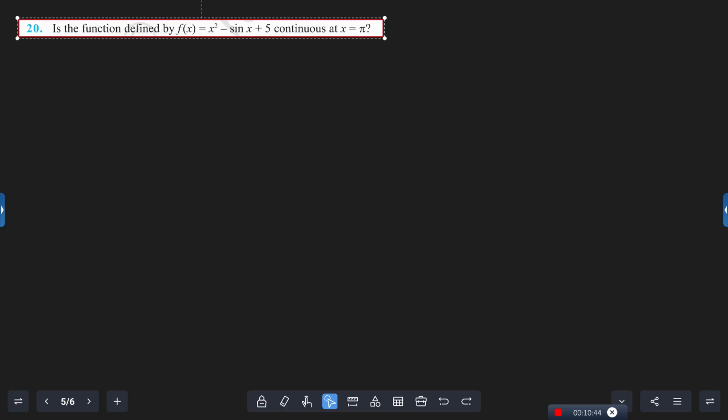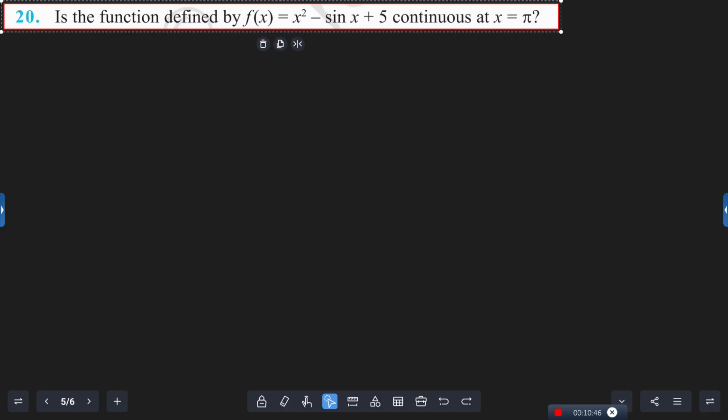Question number 20. Is the function defined f of x is equal to x square minus sin x plus 5 continuous at pi? They are asking us, is that continuous at x equal to pi? So we have to check. They gave an x value and one function, so directly we have to see the function value and limit value.